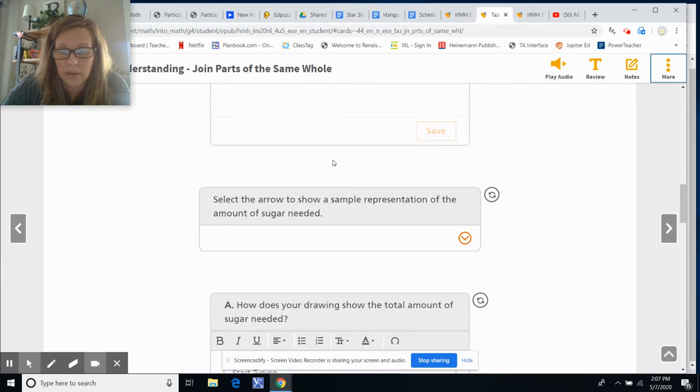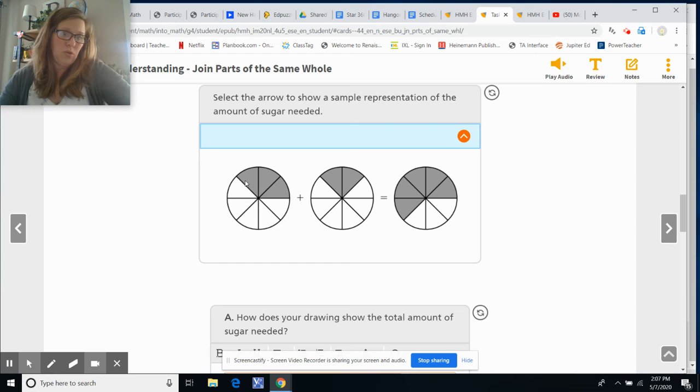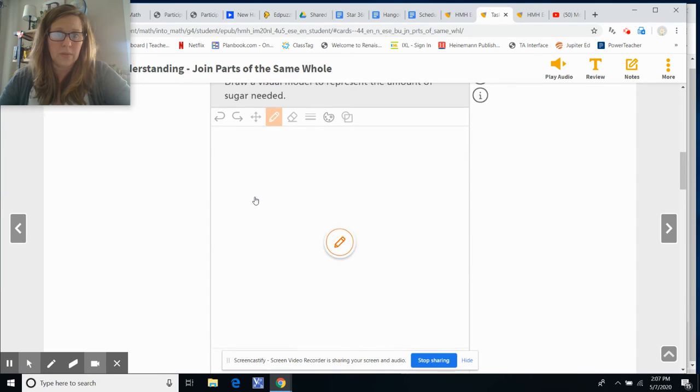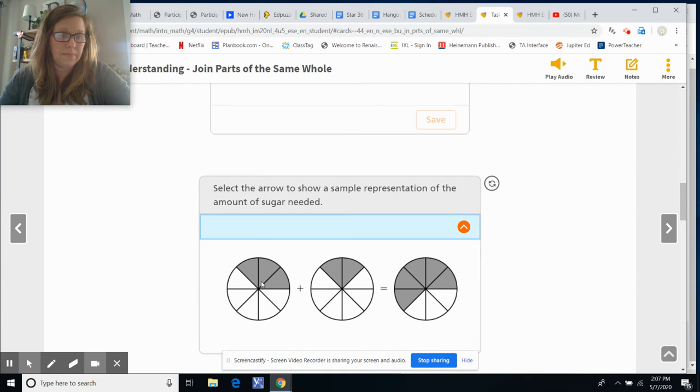So I'm going to sneak down here because it's going to give you that picture right here. So here is your, what are your amounts? The 3/8, so here's the 3/8, and here is the 2/8. So here's your brown sugar and here's your white sugar in a model form. And if you were to count those unit fractions, you would come up with your total at the end.